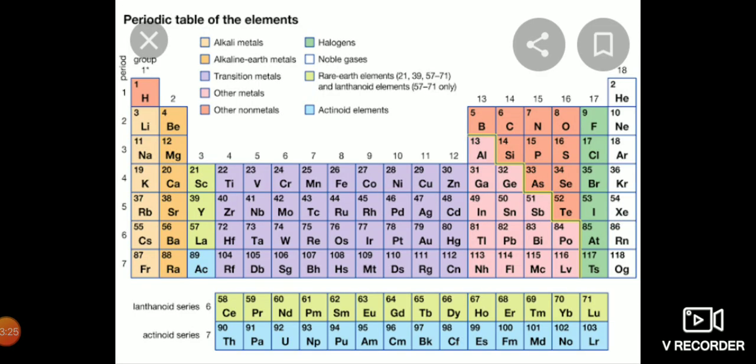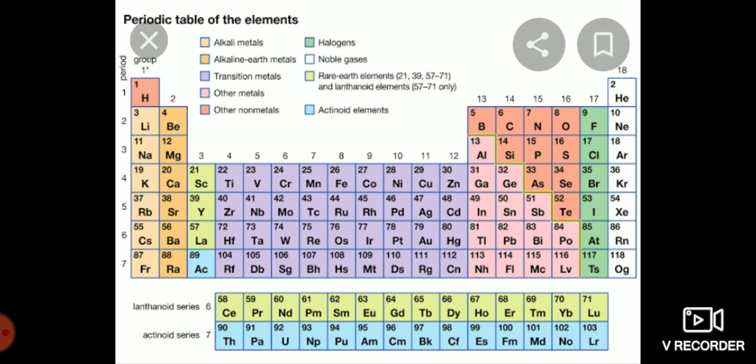So this is the periodic table. First you see the group. How many groups? 1 to 18 groups. This is the vertical column, arranged left to right in increasing atomic number. This column is called a group. So 18 groups are present in the periodic table.